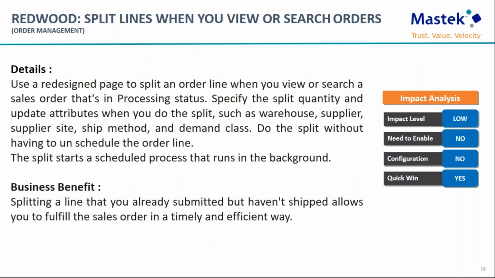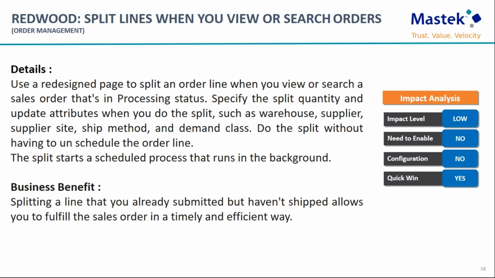The next feature is split lines when we view or search orders. This is also a Redwood feature again. Using this feature, we have a redesigned page to split an order line when you view or search a sales order that's in processing status. We can specify the split quantity and update attributes when you do a split, such as warehouse, supplier, supplier site, ship method, and demand class. We can do the split without having to unschedule the order line.